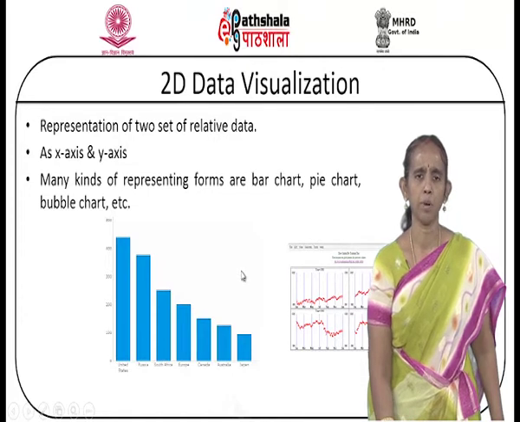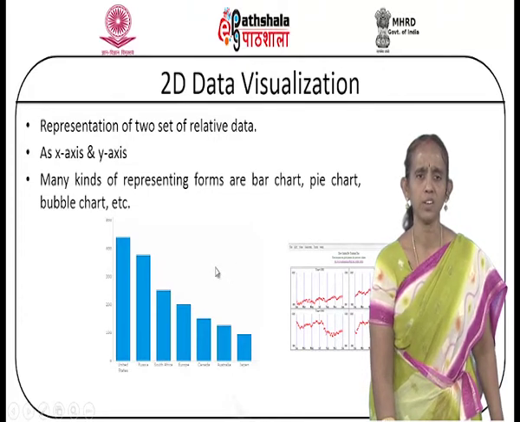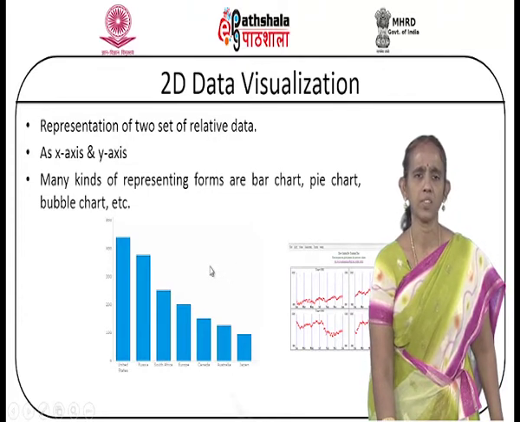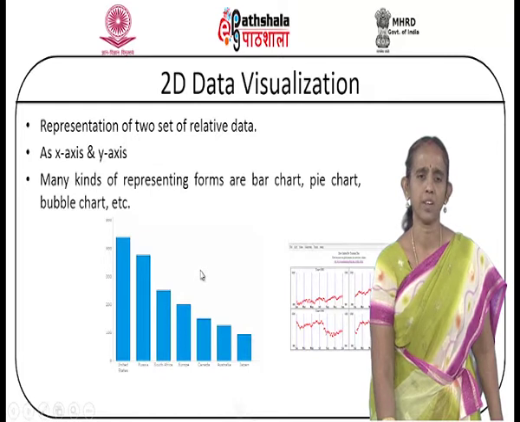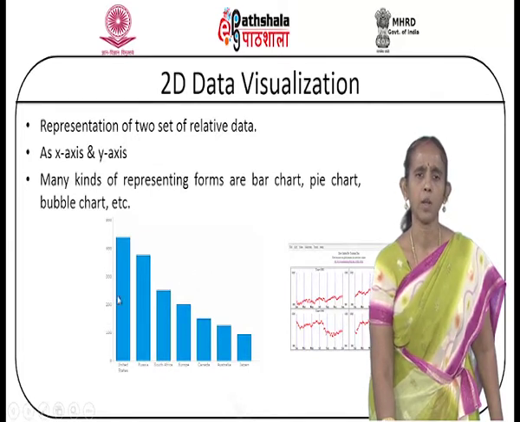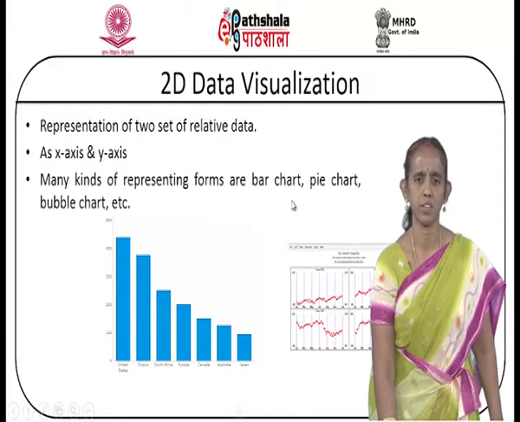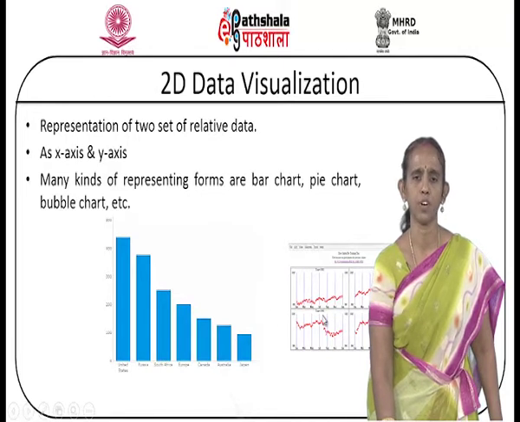Next is an example of 2D data visualization. Here it is the representation of two sets of relative data. The two sets of data entities can be represented on the x-axis and the y-axis. There are many ways of representing this kind of two-dimensional data. These can be represented as a bar chart, a pie chart, a bubble chart, etc. Here are two different examples of two-dimensional data visualization.